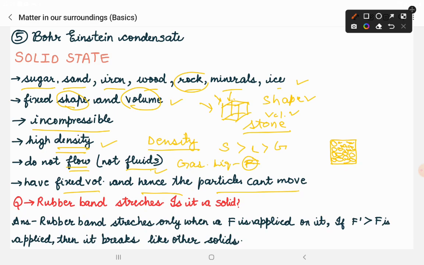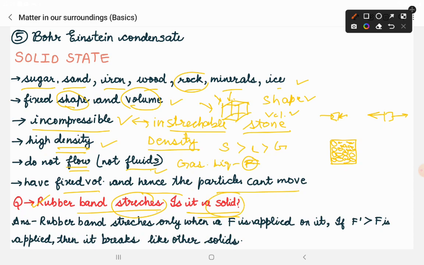Now let us see some of the common questions that can be asked from this topic, that is solid states. Question number 1 says that a rubber band stretches. We know a rubber band stretches, so is it a solid? Now why has this question arisen? We know that solids are incompressible, so they must also be inextensible or unstretchable. If we cannot compress them, we cannot stretch them either. But here the rubber band can stretch. Then why do you say that it is a solid?